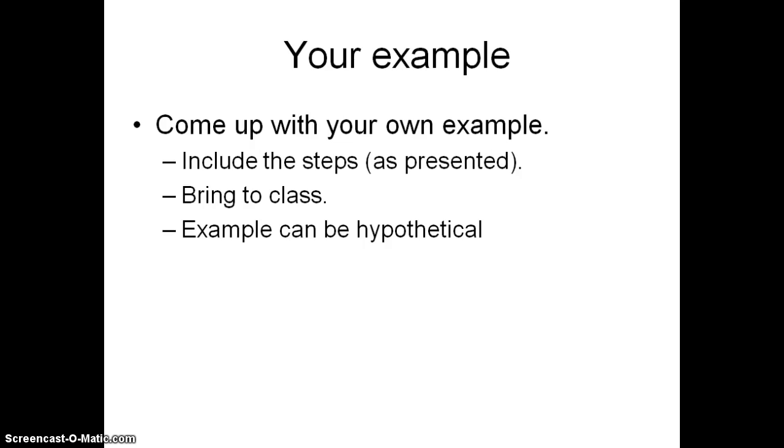So what I'd like you guys to do now is come up with your own example, and that can be a hypothetical example. Using those steps, how would that population increase? What resources would they be competing for? And what kind of variation would lead to evolution? So come up with your own example, write it all down on a piece of paper, and bring it to class following those outlines that I gave.